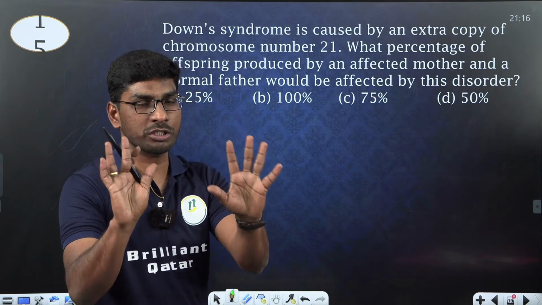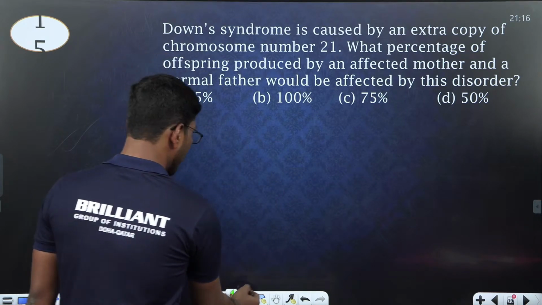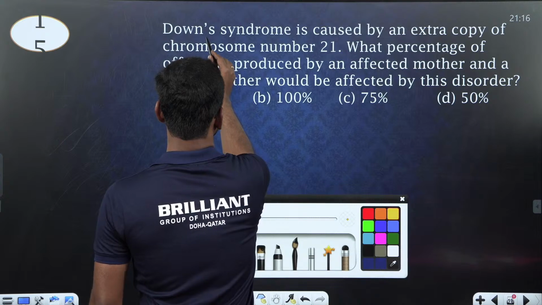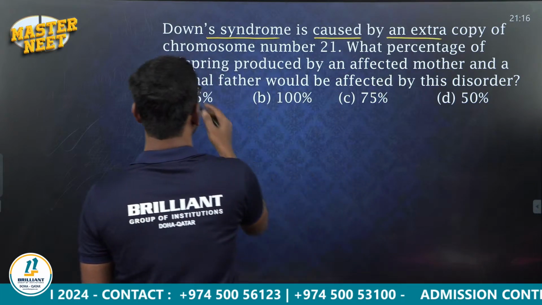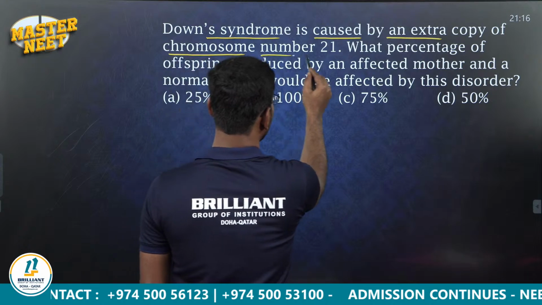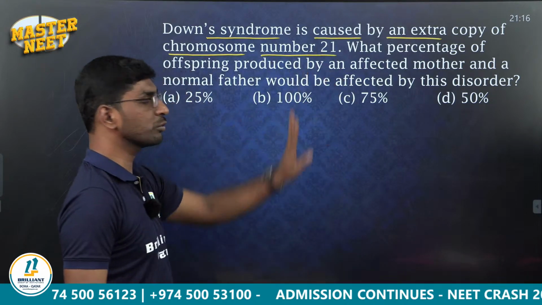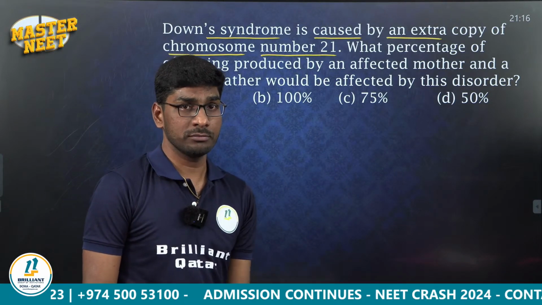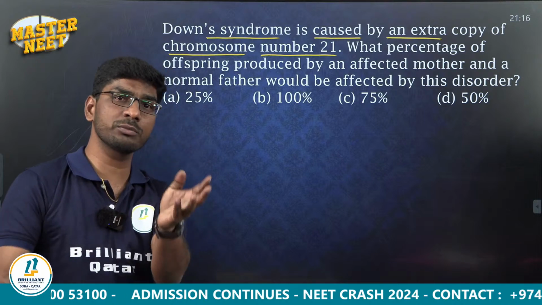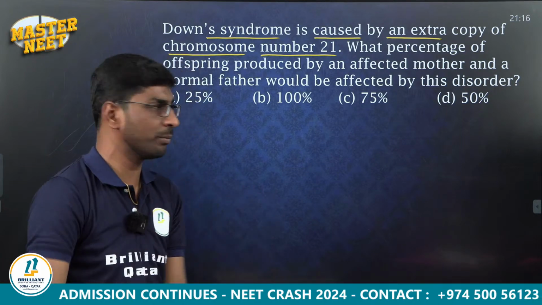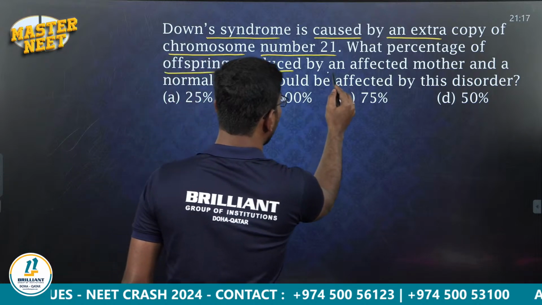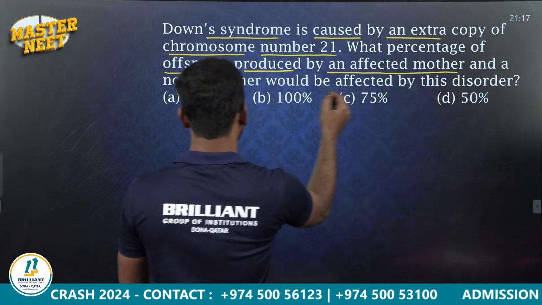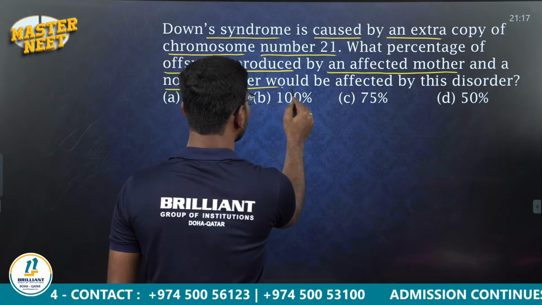Very important question. Look here, all of you, at what is given. The question tells us, my dear, Down syndrome is caused by an extra copy of chromosome number 21. 21 is an autosome. 21 is a trisomy. Yes or no? Trisomy. That means instead of 2 homologous chromosomes, 1 more chromosome comes and it becomes a trisomy. Fine. What percentage of offspring are produced by an affected mother and a normal father?